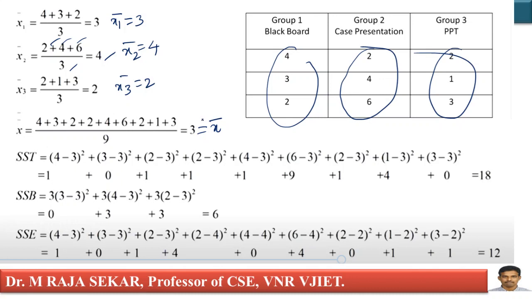I am going to find out the overall variance, that I am going to call SST. SST means total sum of squares, isn't it? Why am I saying it as variance? Just try to recall our previous lectures.